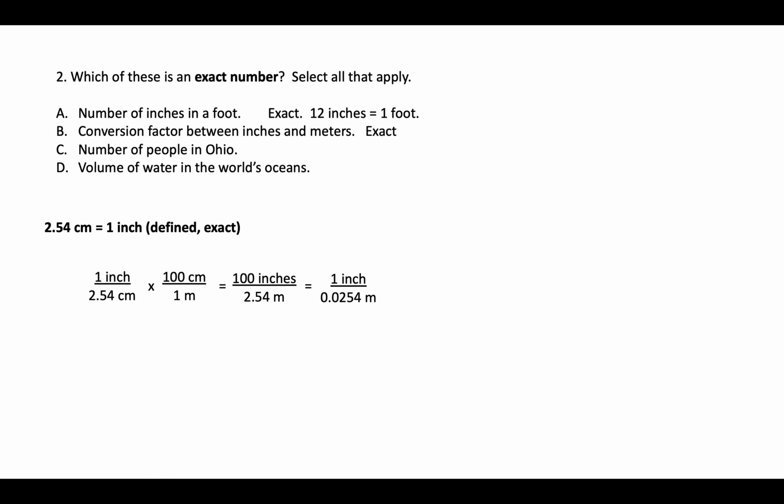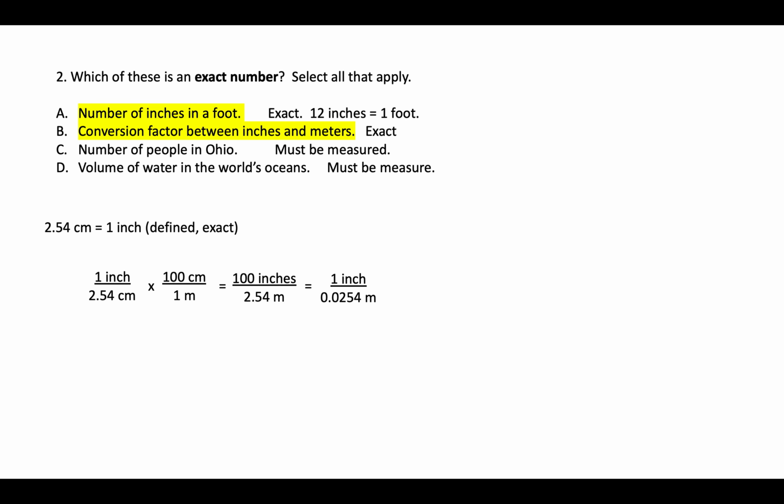It's an exact relationship. So we could use that relationship as we set up some dimensional analysis here to get a relationship between inches and meters, because metric conversions are also exact. It's exactly 100 centimeters in 1 meter. That's how it's being defined. So the conversion factor going between inches and meters turns out that also is exact. Number of people in Ohio, volume of water in the world's oceans, I think that both of those need to be measured in some way. So I think the only exact ones are A and B.